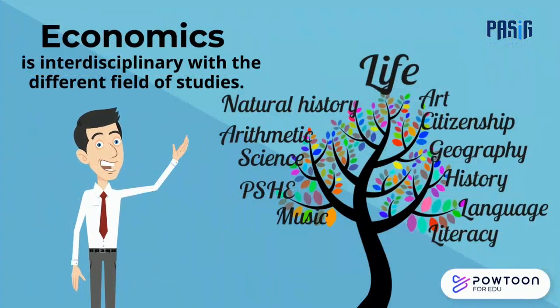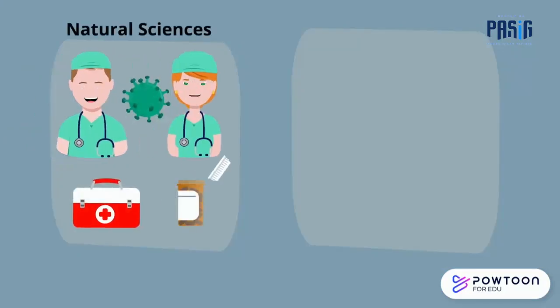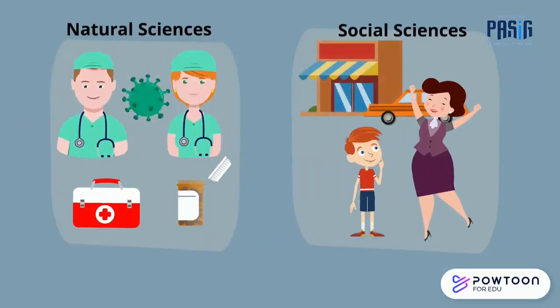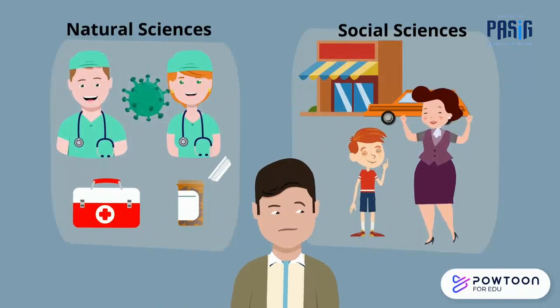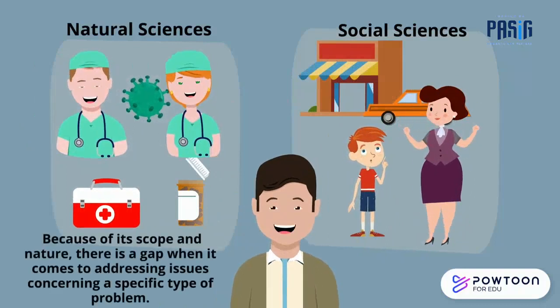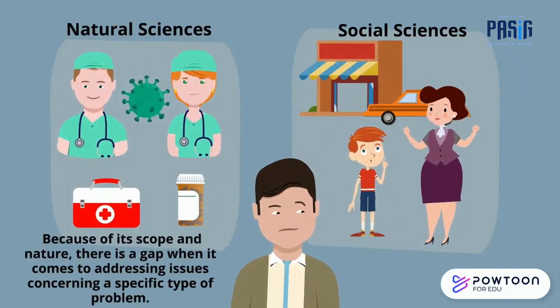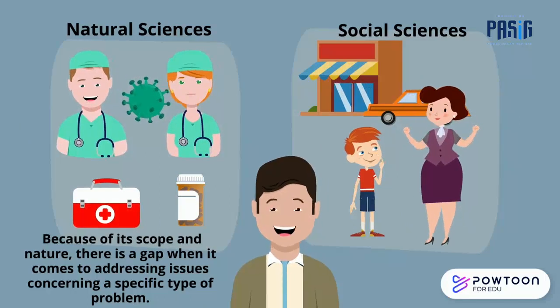We have learned that economics is interdisciplinary with the different fields of studies. Both natural and social sciences are part of studying economics. Because of its scope and nature, there is a gap when it comes to addressing issues concerning a specific type of problem.